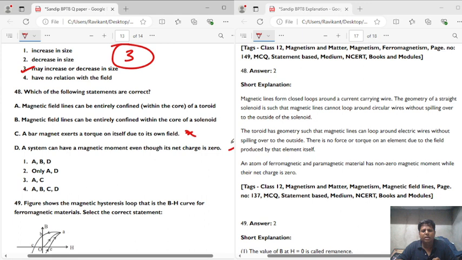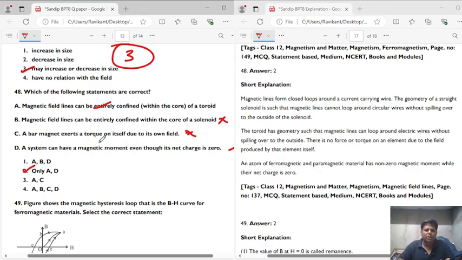Magnetic moment is nowhere dependent on the charge. This is wrong. This is correct. We have more than one statement correct now. Can magnetic field lines be entirely confined within the core of the solenoid? No, because they come out of the solenoid. So this is also wrong. For a toroid, yes, it is inside the core itself. So option A is also correct and D is also correct. So if A and D are correct, we have option 2 as the correct answer.